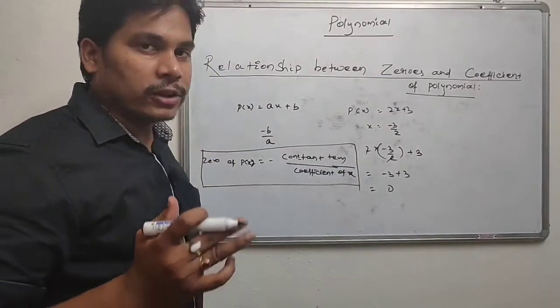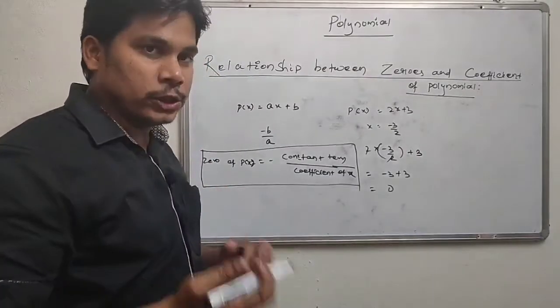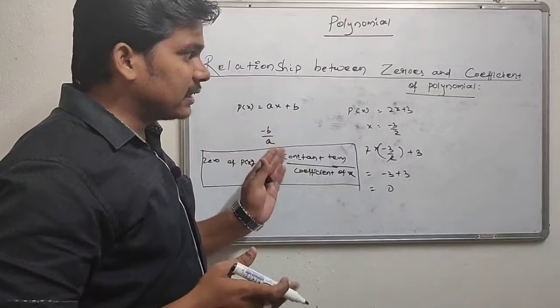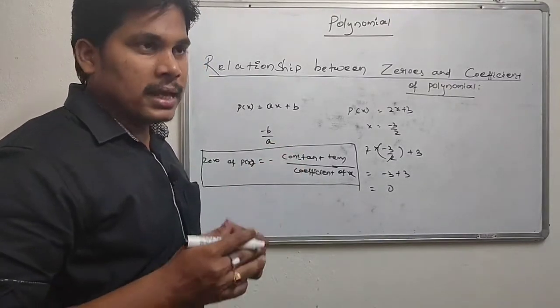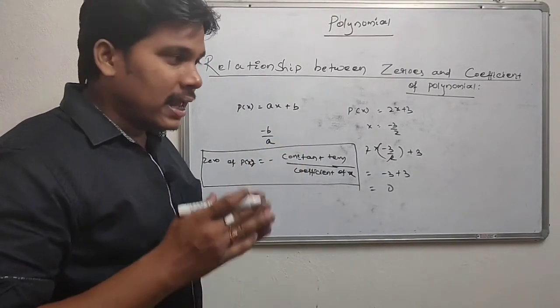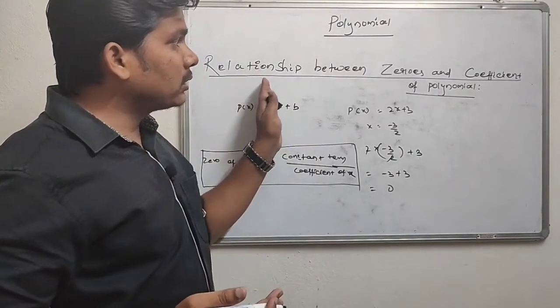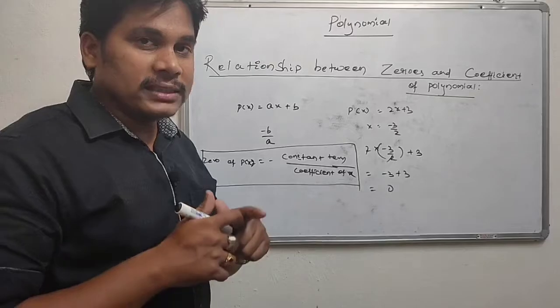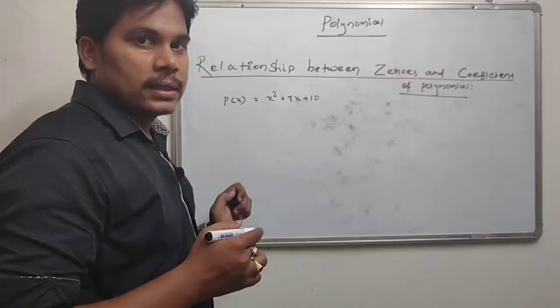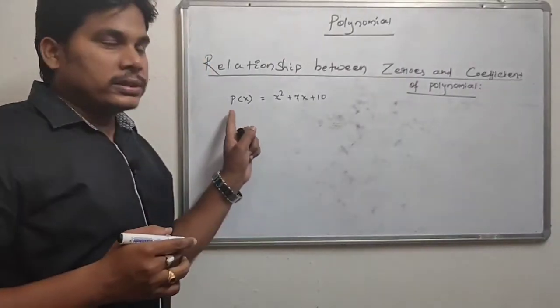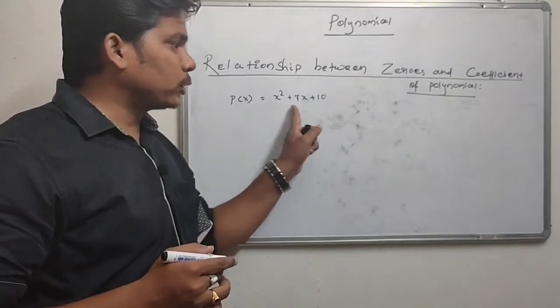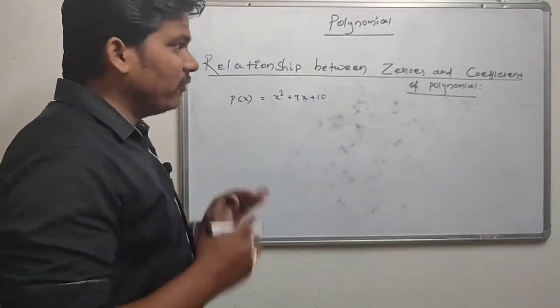Now we'll understand how to find the zeros of a quadratic polynomial. For this, I will take some more examples and find the zeros of the polynomial, and next we will see if there is any relation between the zeros and the coefficients of the polynomial. For this I am taking one example. Just see. Now see, for the polynomial p(x) equal to x square plus 7x plus 10, how will we find the zeros?